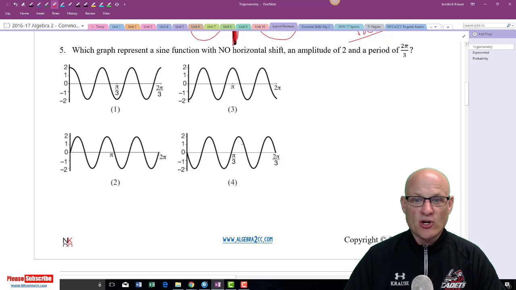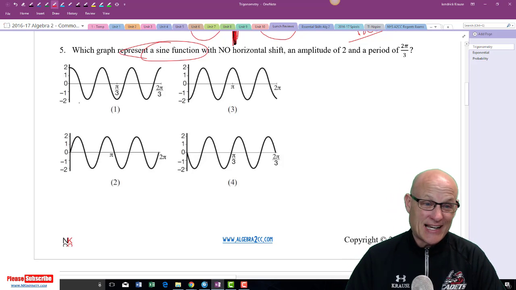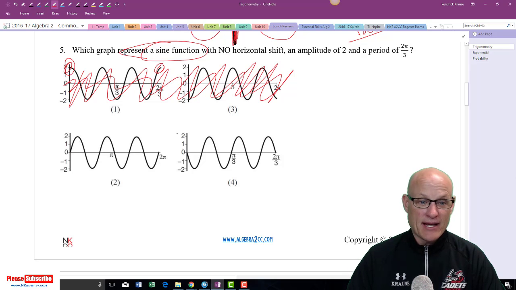All right, so which one is the sine curve? Use your good test-taking strategies. It said sine. These 2 are cosine. They can't possibly be the answer because they start at a max and end at a max.